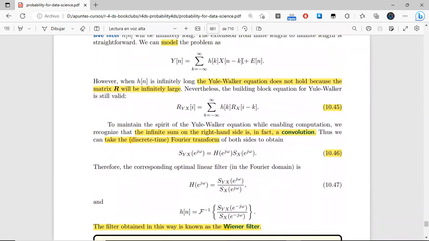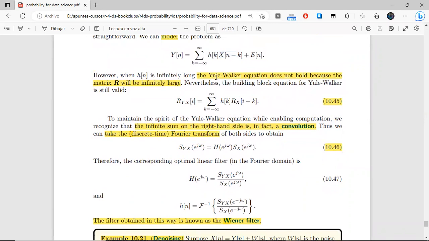Over here, it's a similar relationship. The output is some convolution of the input, and again, there are some error terms. Of course, the equation that we saw before for Yule-Walker doesn't hold because I think there are matrices for infinite dimensions, maybe tensors. I don't know if they count as infinitely dimensional matrices. Do they?